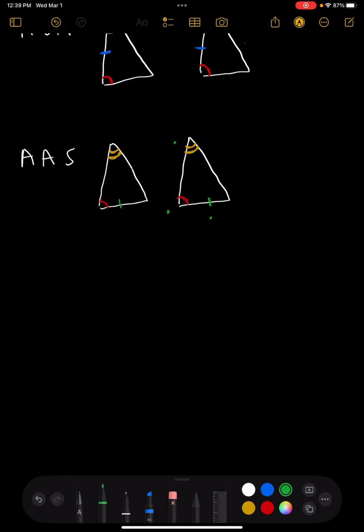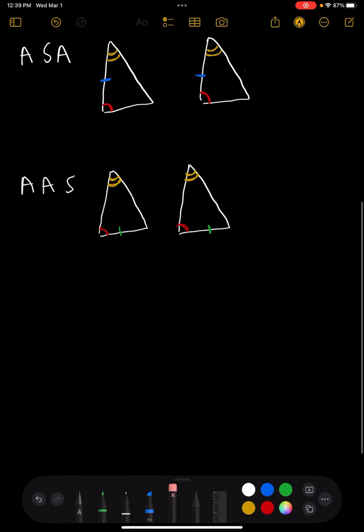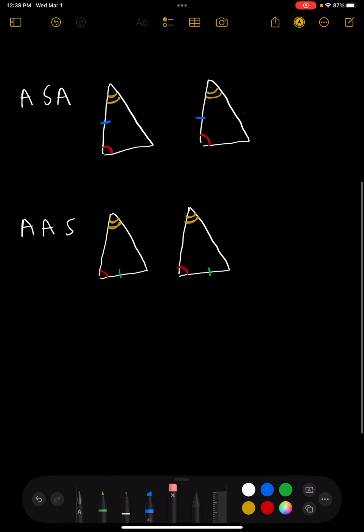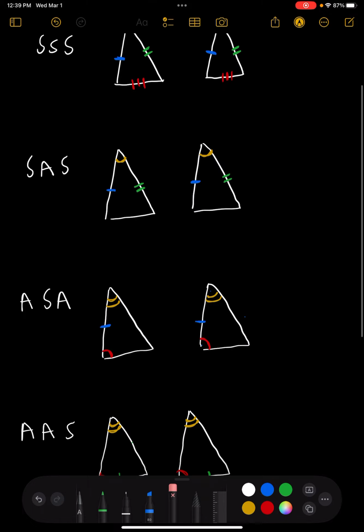Excuse me. You don't have to go one around a specific way. It's just that you want to make sure that for angle, angle, side, it has to go angle, angle, then side. The side isn't in between the angles, or else it would have been the other one, angle, side, angle. Okay, there are only a couple of other combinations you can make with these letters, S and A.